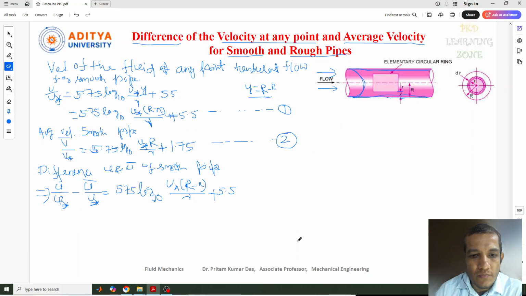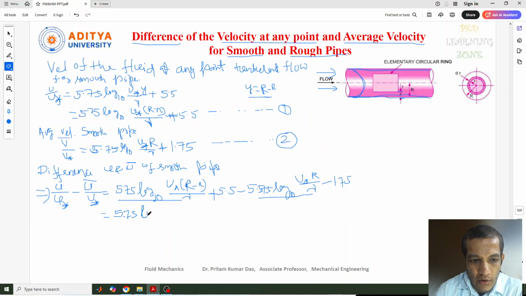Now minus of this, so we'll write this minus 5.75 log 10 again, u star r divided by nu minus 1.75. Now this is all total. So what we'll do here, we'll take this log term on one side, this 5.75 log term, and this numerical value we'll keep on one side, like, we'll take them nearby.